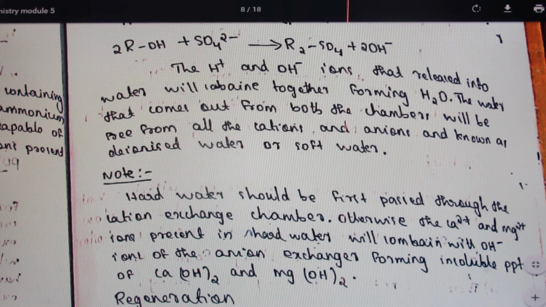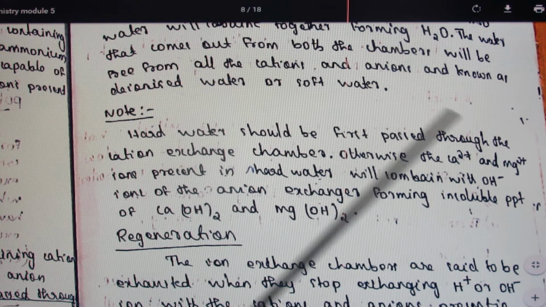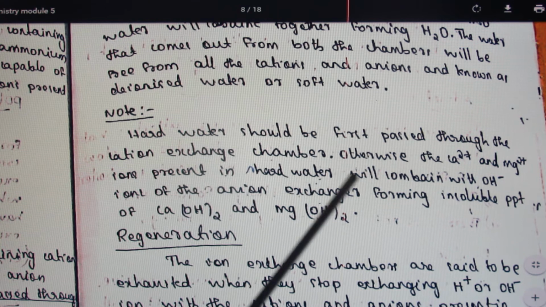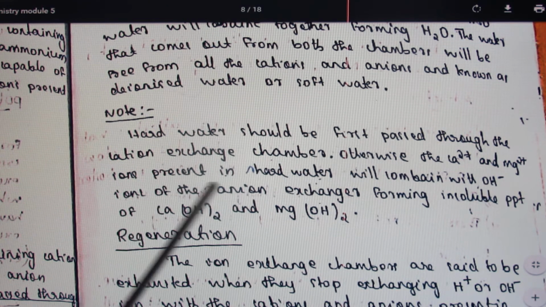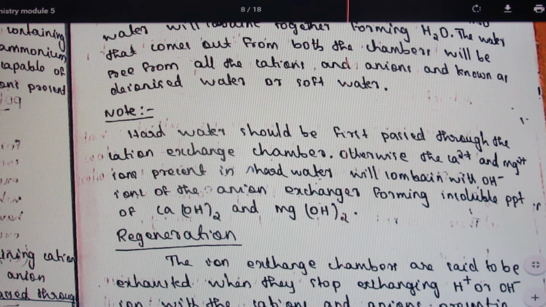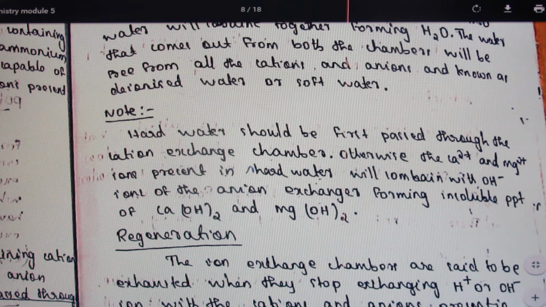Hard water is first allowed to pass through the cation exchange unit, as I already mentioned, because it should first be passed through the cation exchange chamber. Otherwise, the Ca2+ and Mg2+ ions present in hard water will combine with the OH- ions in the anion exchange unit and form an insoluble precipitate. That is why water is allowed to pass through the cation exchange unit first, because the cations must be removed first and H+ ion released. Otherwise it may lead to precipitation of their corresponding hydroxides.